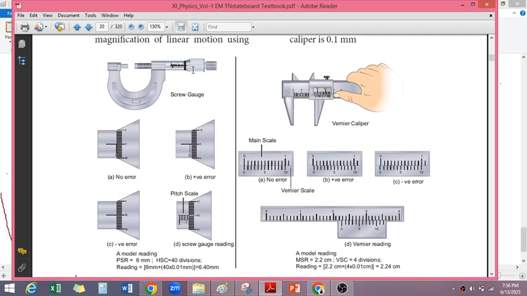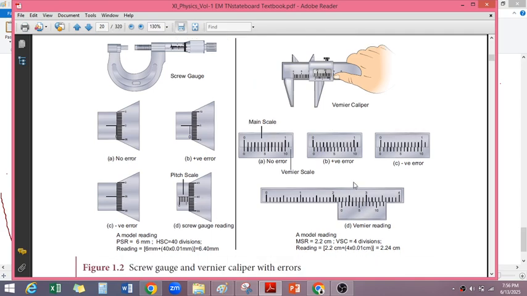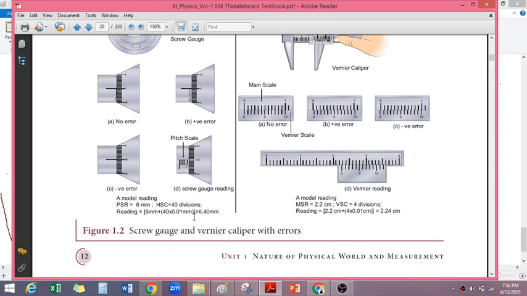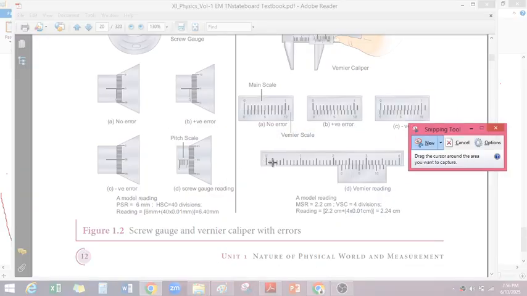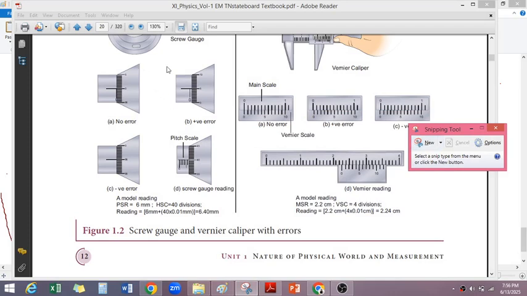This is called the pitch scale and this is called the circular scale. The linear scale is called the pitch scale, and the round scale is the circular scale, or sometimes it's referred to as the drum scale. But the concepts are exactly the same. So let's take this picture and see whether we can calculate the measurement. Let me make this a little bit bigger. When you are doing this in the lab, only if you know this theory will you be able to do it properly. So listen carefully.